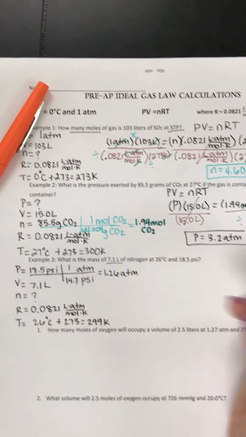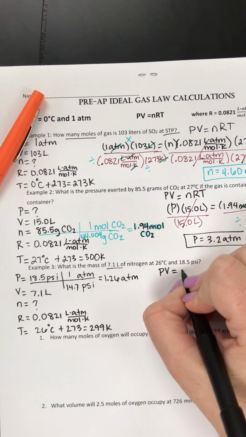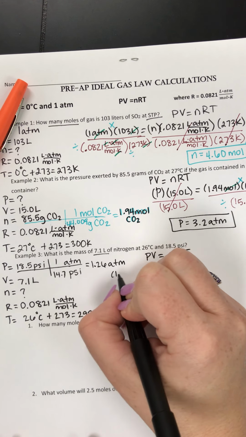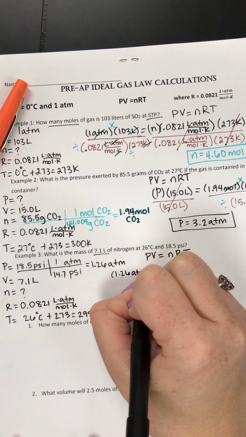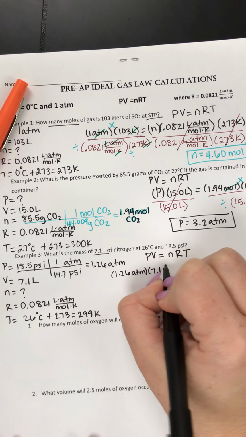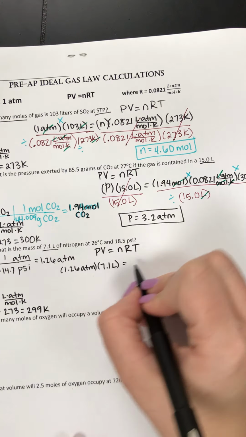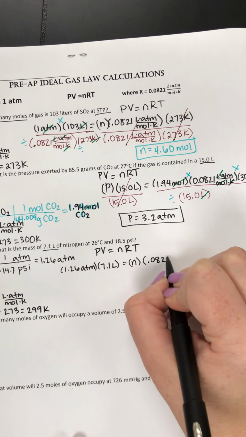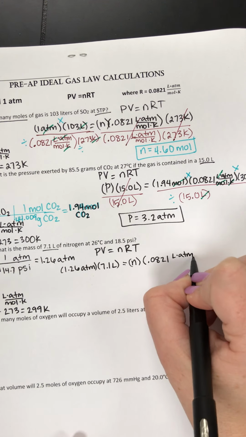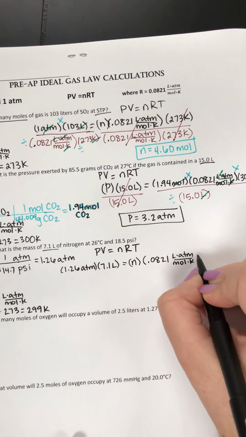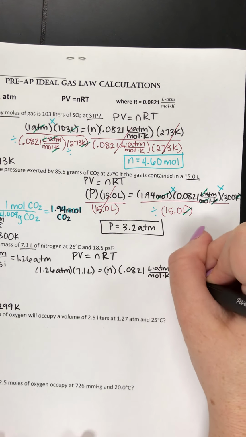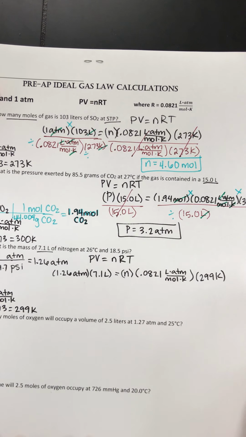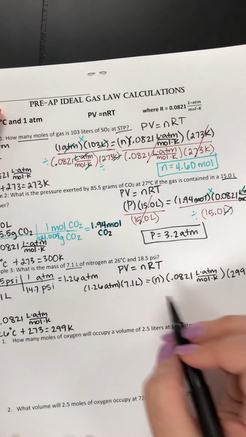So I'm gonna go ahead and plug in what I know. So I know it's PV equals N times R times T. So my pressure is 1.26 atmospheres. My volume is 7.1 liters equals my N, which I don't know. My R is 0.0821 liter atmospheres divided by mole times Kelvin. My T is 299 Kelvin. All right, so we gotta solve for N. So unfortunately, we are gonna have to be dividing by R.